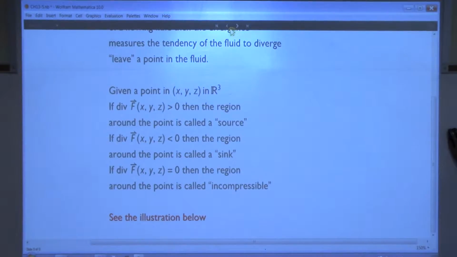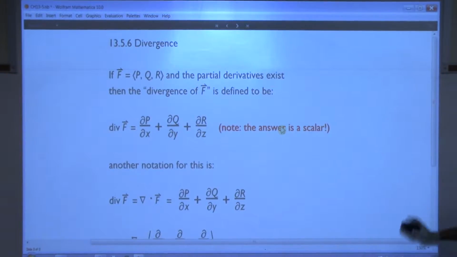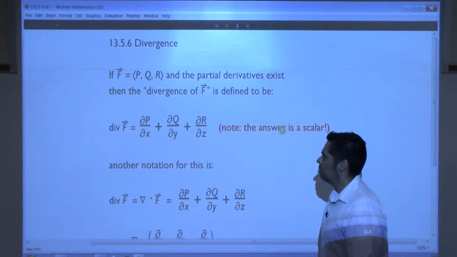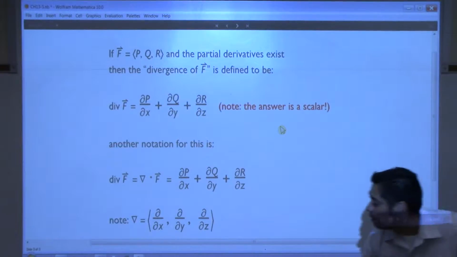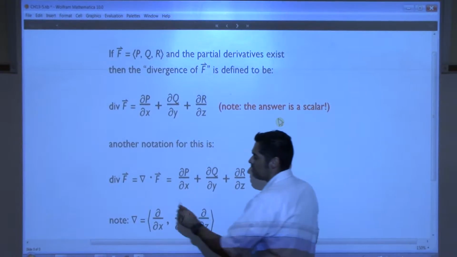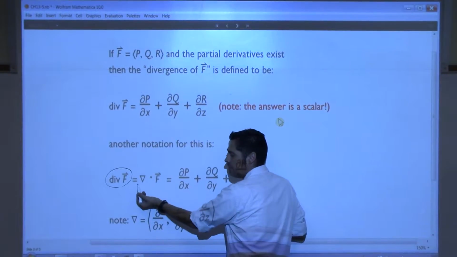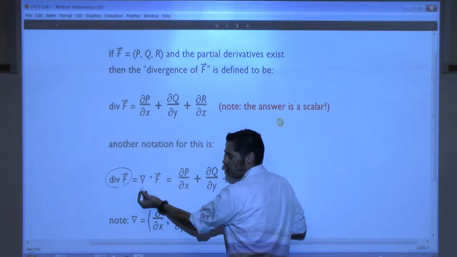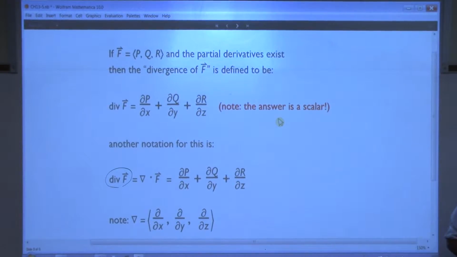Now the computation of div is much easier than the computation of curl. So easy, in fact, that I can just do one example and we can move on. So div, the notation for it is this, div f. It does involve del again. There's del. That's a differential operator. But instead of crossing it with f, we dot it. And we like dotting vectors, right? Dotting vectors is so much easier to do.